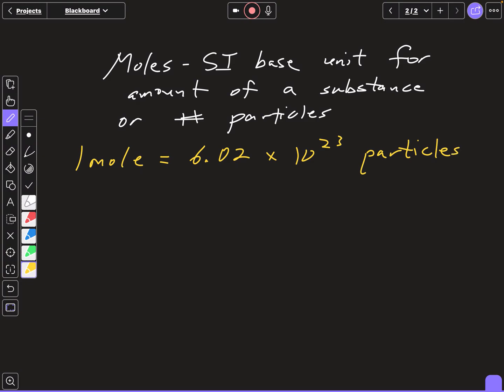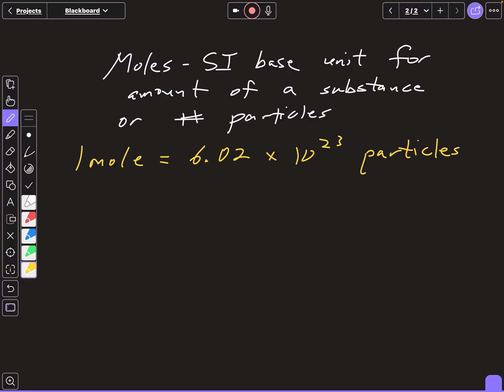So 1 mole of anything, if we have 1 mole of sodium, it's equal to 6.02 times 10 to the 23rd atoms of sodium. If we're talking about carbon dioxide, a covalent compound, CO2, 1 mole of it would equal 6.02 times 10 to the 23rd molecules. If we're talking about NaCl, sodium chloride, 1 mole of it would be equal to 6.02 times 10 to the 23rd formula units, or particles.